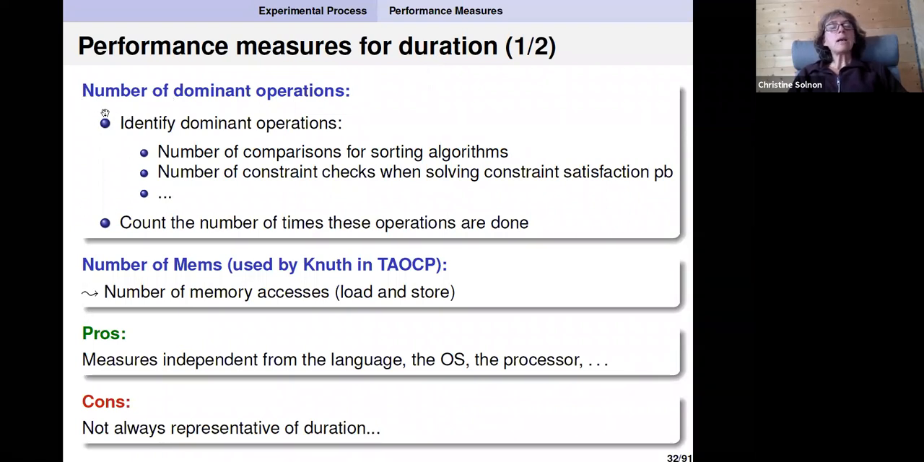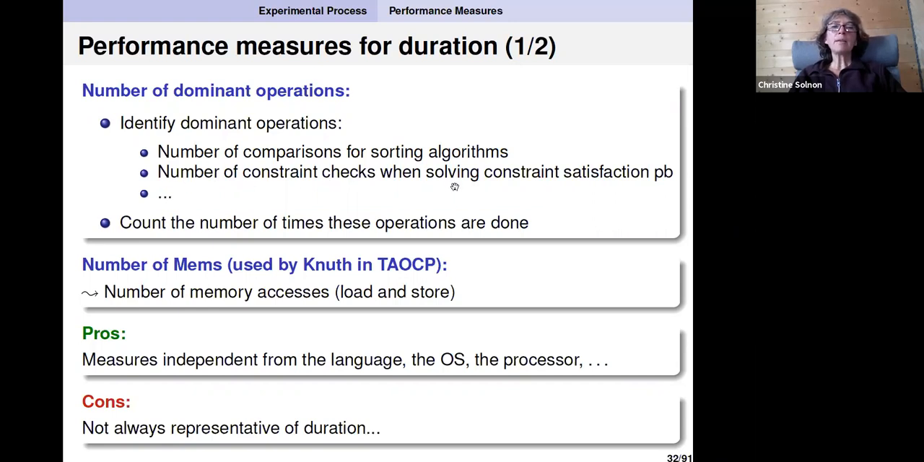In some cases, we can simply count what we call dominant operations. These are the cases where we know that the major part of the running time is spent performing one operation. A classical example is sorting algorithms. Sorting algorithms mainly compare elements. So if we want to empirically compare the performance of sorting algorithms, we can simply measure the number of binary comparisons performed by each algorithm.